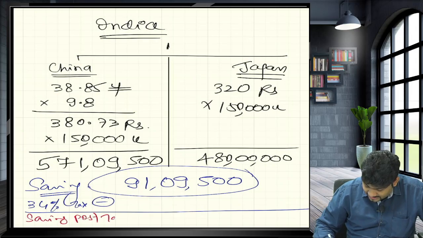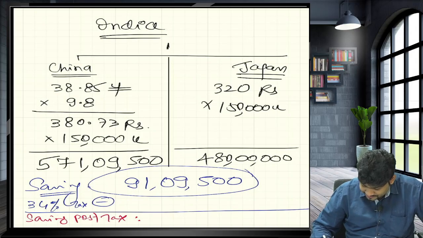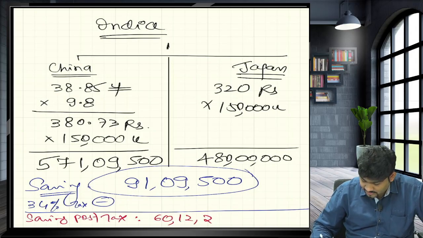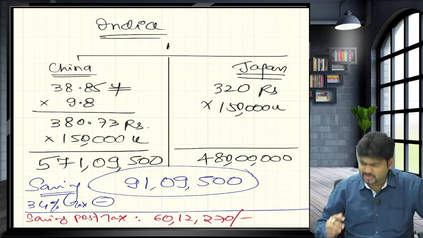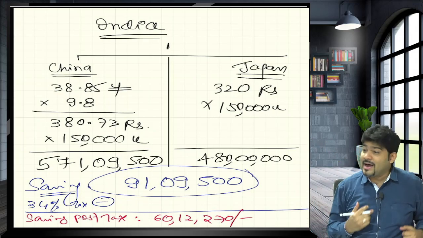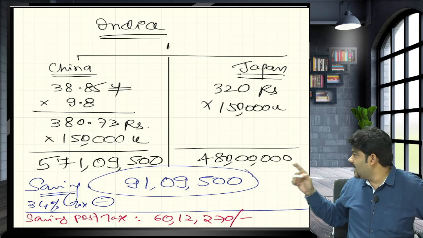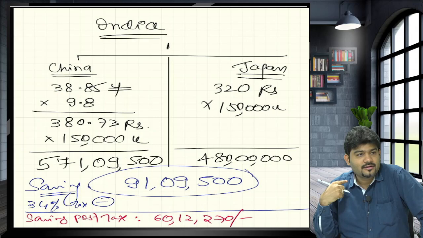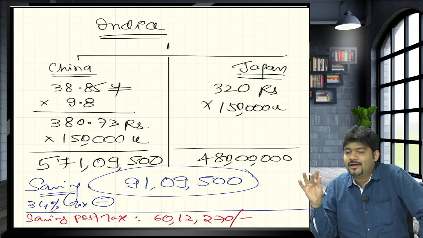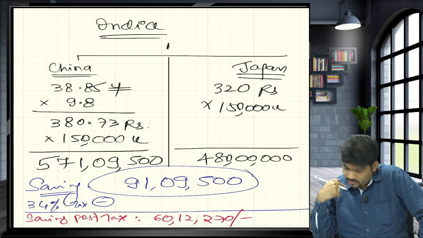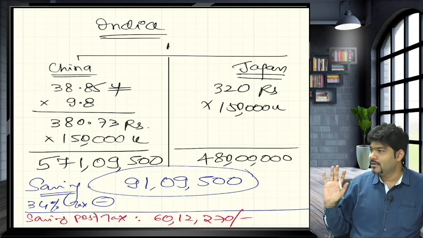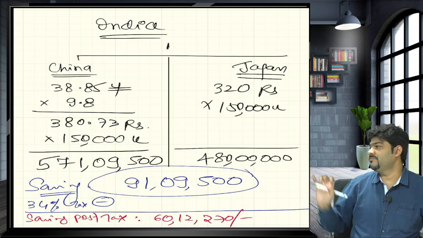Are we understanding, guys? Tell me how much. 60 lakh 12,270. This is post tax. This is mine, 60 lakh 12,270. All taxes paid, everything paid. Now it is mine. Are we clear? So the Indian subsidiary is happy with purchasing from Japan.